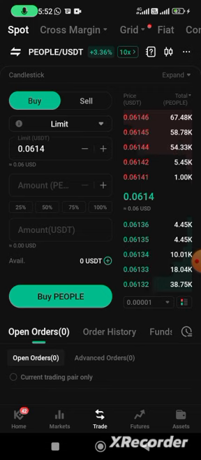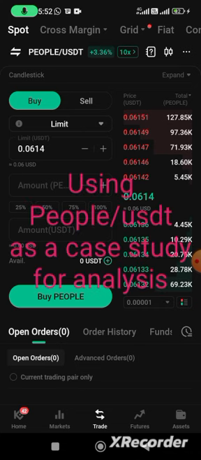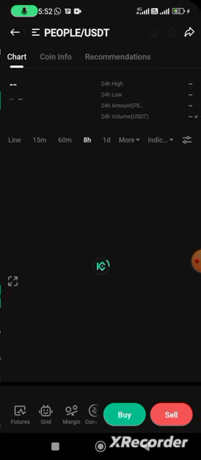Now, as you can see, this is PEOPLE/USDT on spot trades. I'm going to analyze this for you. Now, when do you buy? These are prices we can see here. But when do you buy? That is why you need to go to your candlestick charts. You always go to your chart for technical analysis.